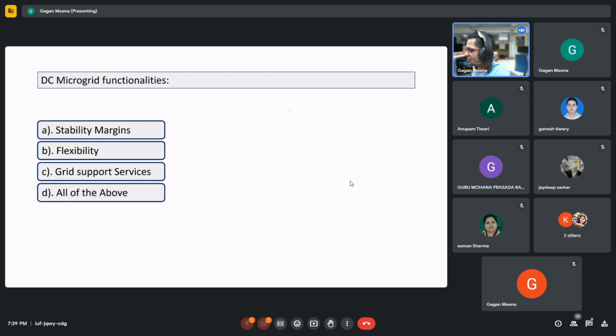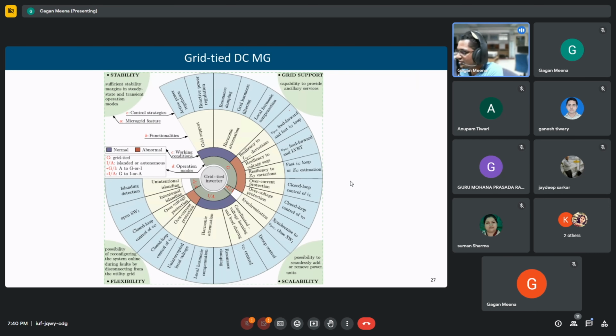Then DC microgrid functionalities. Which one of these is or are? All of them: stability margin, flexibility, and grid support services. Correct? Yes, sir. All. Let's see. So these are all the different DC microgrid functionalities, starting with grid support. Grid support services means it can provide ancillary services: voltage support, frequency support, black start services. All these things it can provide.